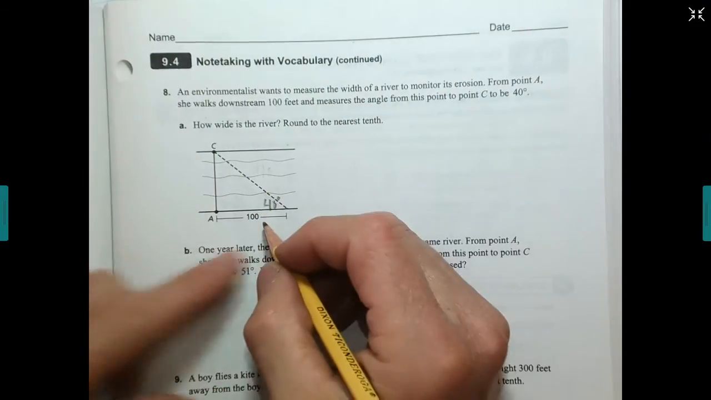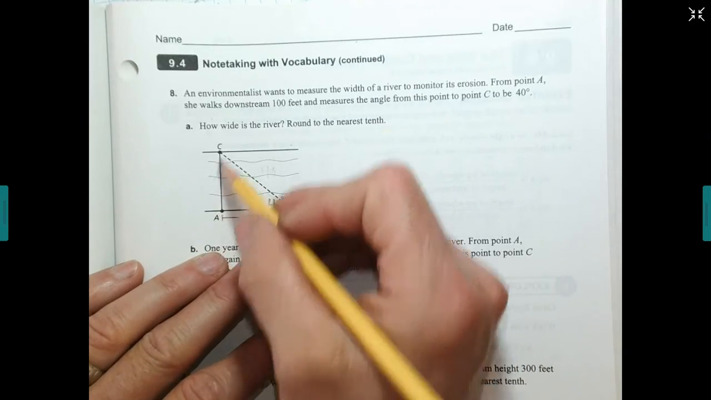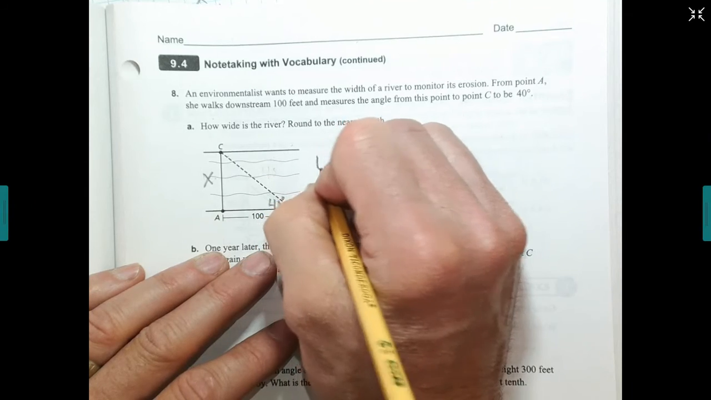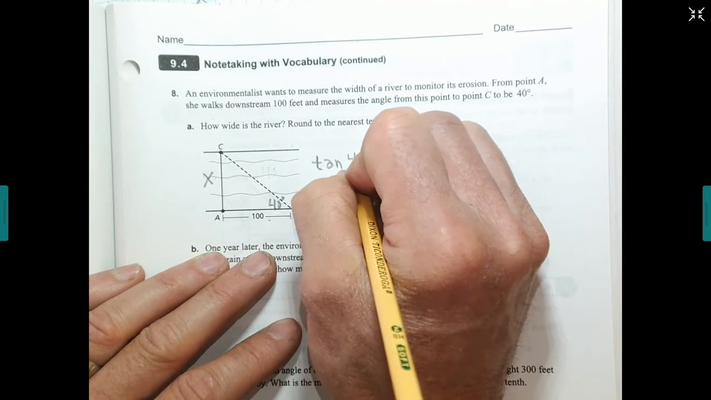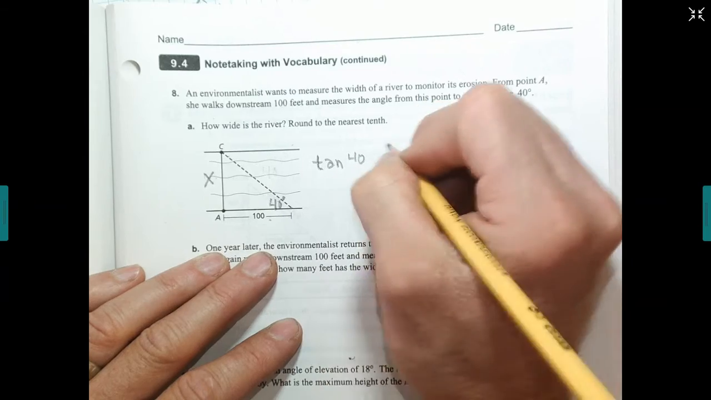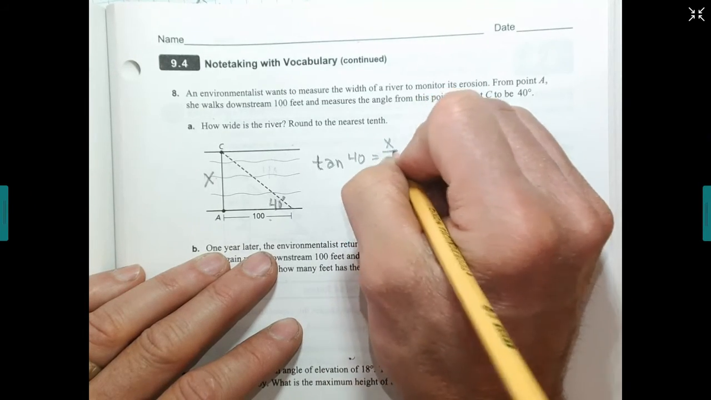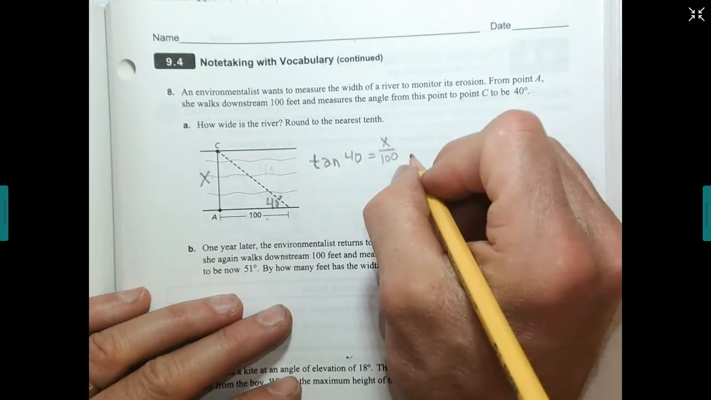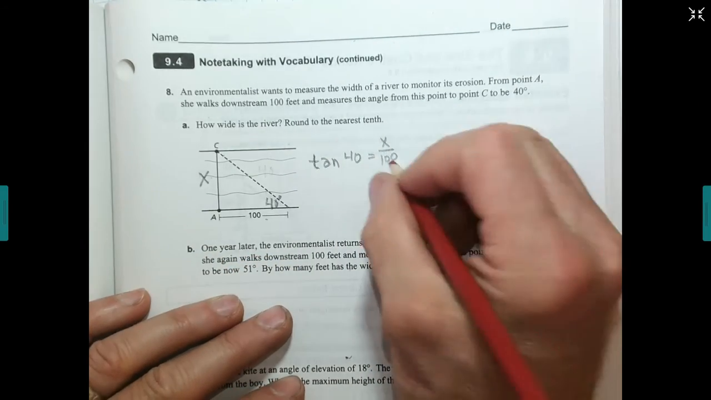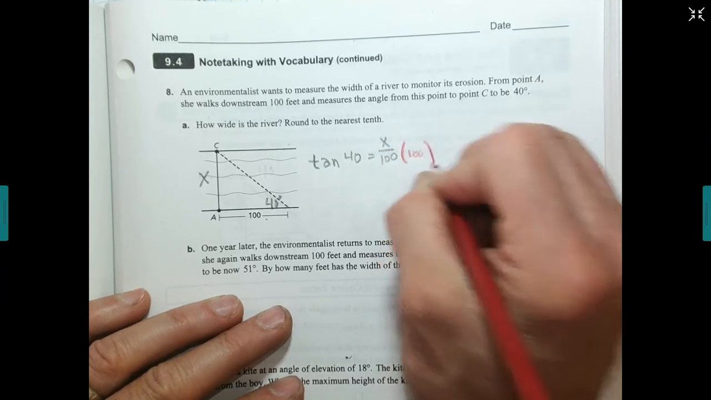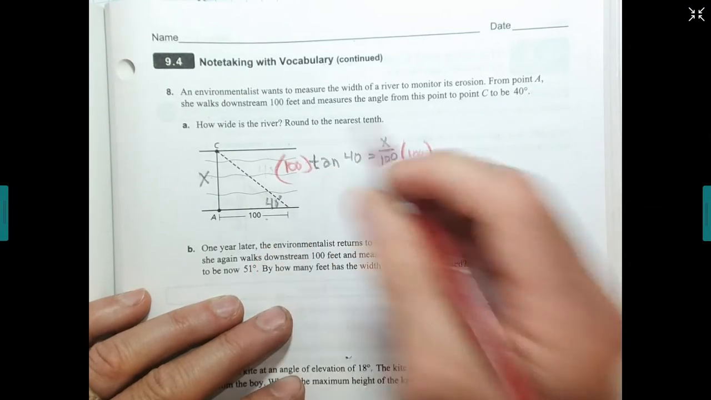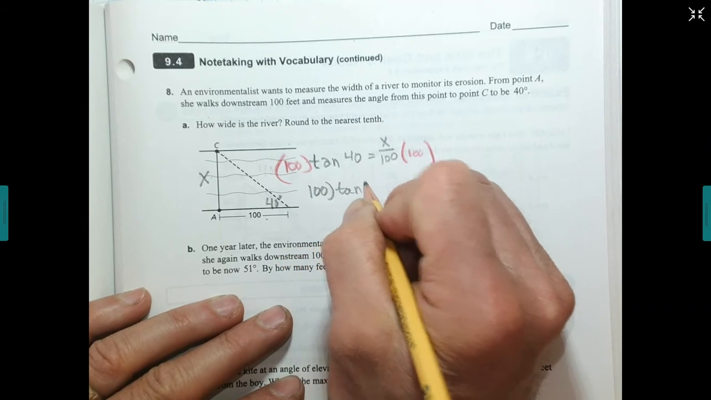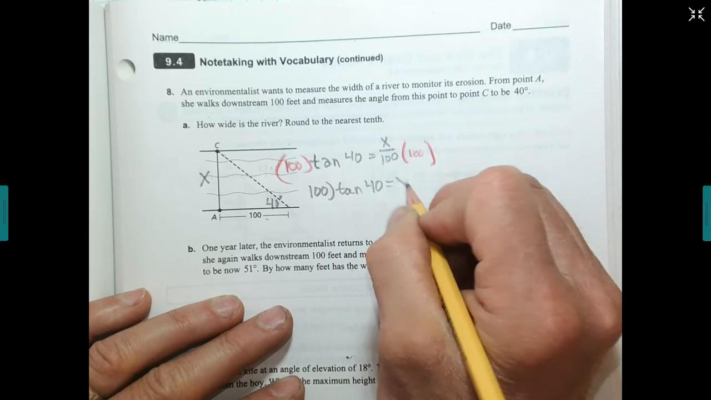So how do I do it? Well, let's do opposite because that's what I'm trying to find. I'm trying to find this one. So opposite over adjacent. So that would be tangent 40 equals opposite over adjacent. So then we take this over here. So we multiply both sides by 100. So we now have 100 times tangent 40 equals x.